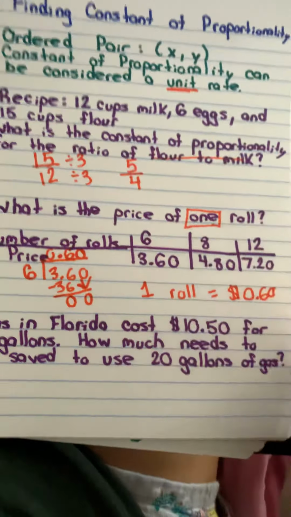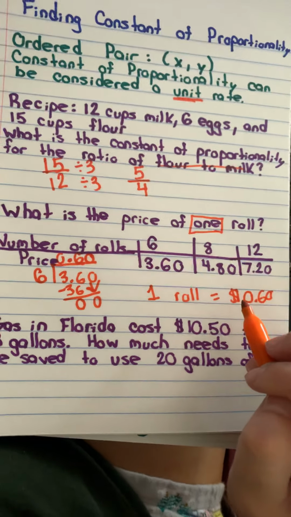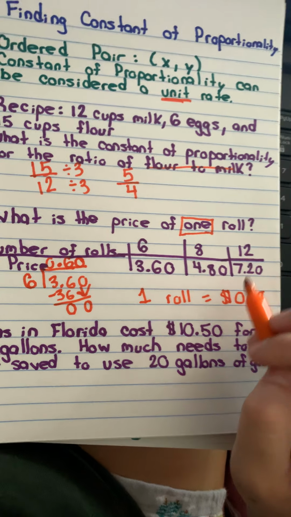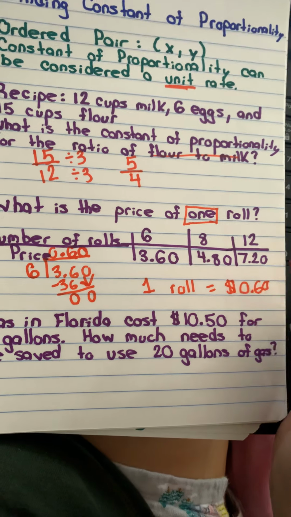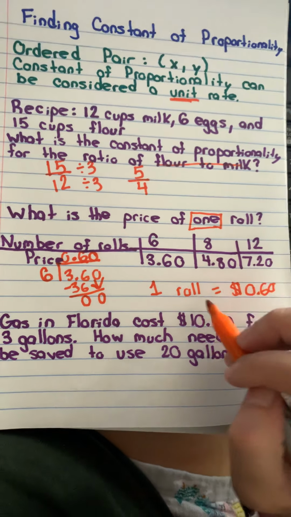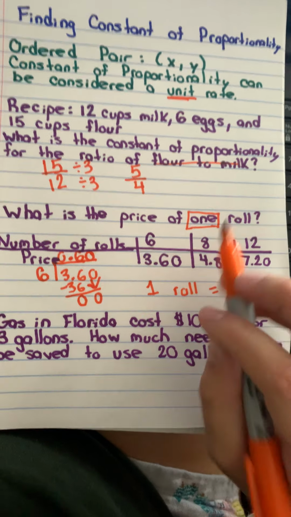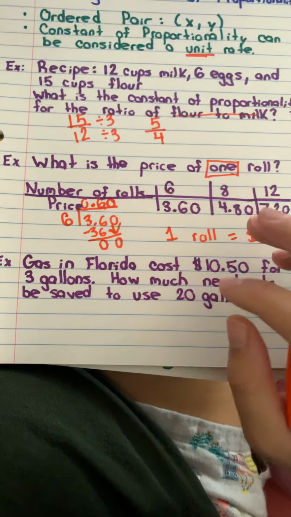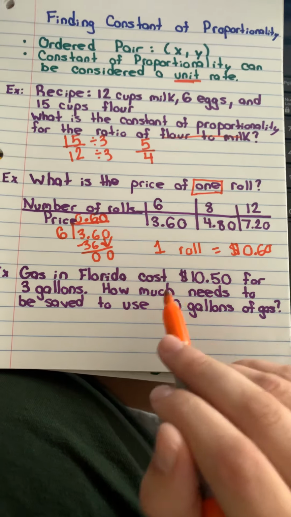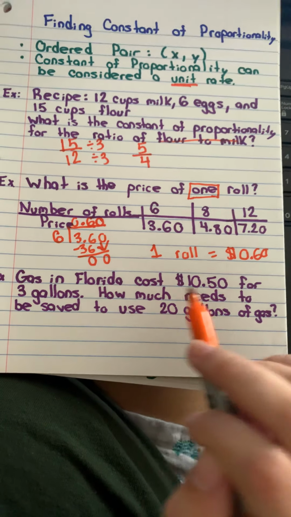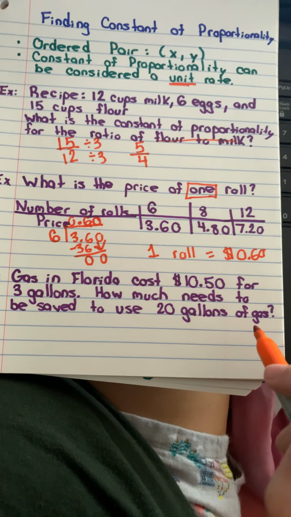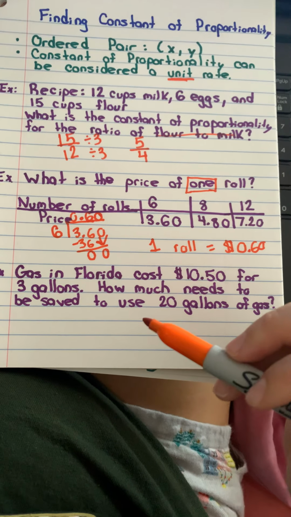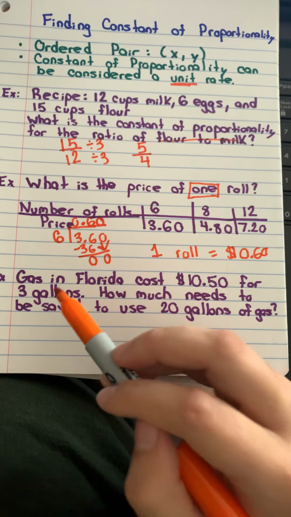And that's good to know because if I asked you, okay, if one roll costs 60 cents, how much do 28 rolls cost, well, you can just do your 60 cents times 28 and you would know how much 28 rolls cost. So it's good to know the unit price of one roll because again, that's your unit price, unit rate, constant of proportionality. For an example here, I have gas in Florida costs $10.50 for 3 gallons. How much needs to be saved to use 20 gallons of gas? Just how we did in this second example, I want to find the constant of proportionality, meaning how much is it for 1 gallon of gas?